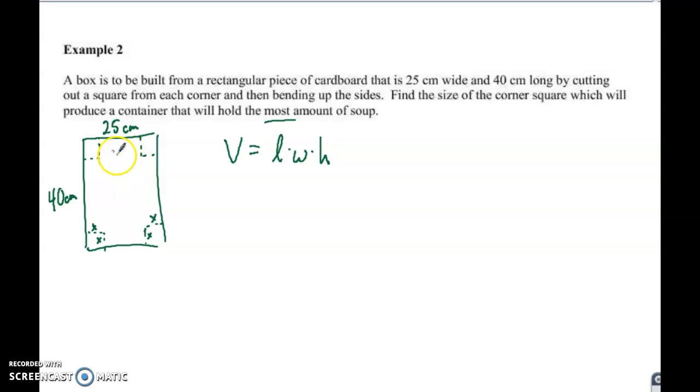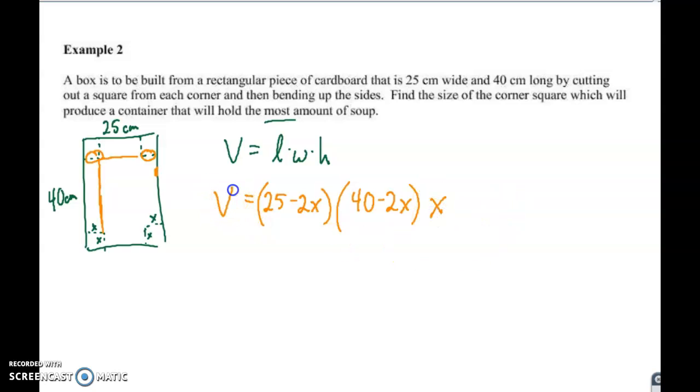And you have to use your imagination for a second, because the length in this, maybe I'll change colors. This length would be represented by 25 minus, well, there's an x on this side and an x on this side, so it would be minus 2x. And same thing with the width. It would be 40 minus 2x. Now think about this critically, because as you fold this piece up, then the height of the box would just be x. There you go.